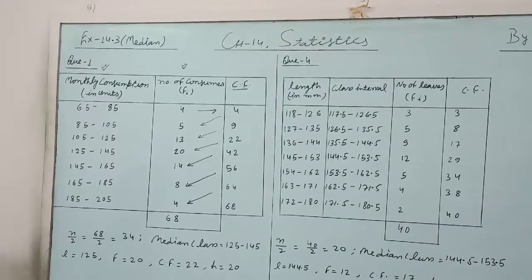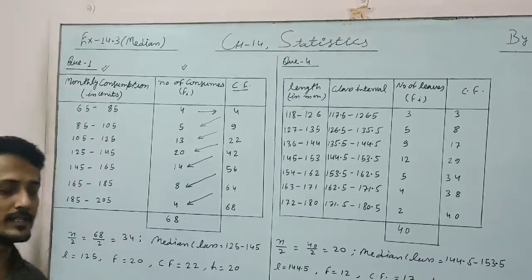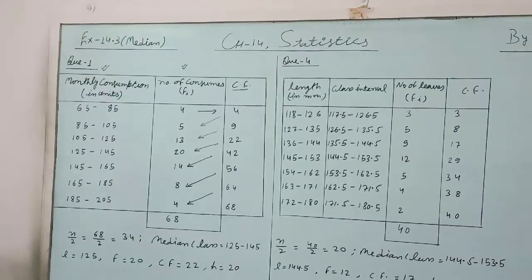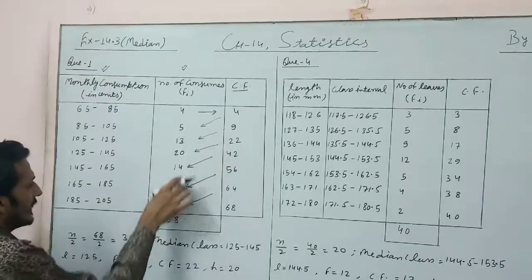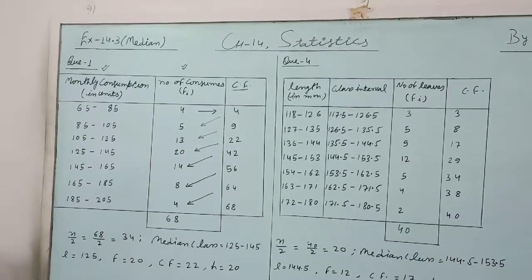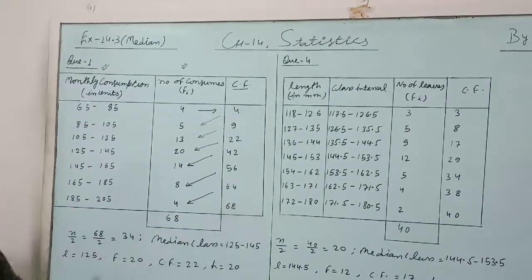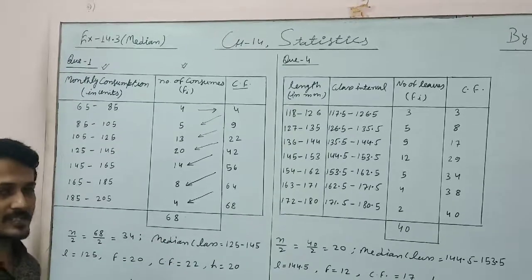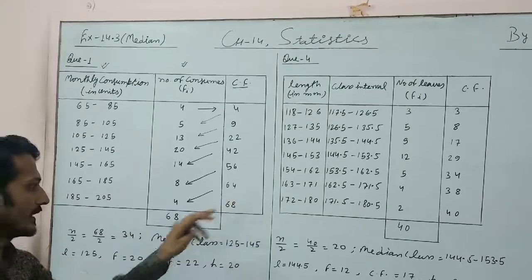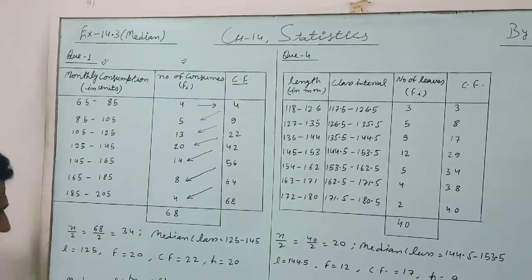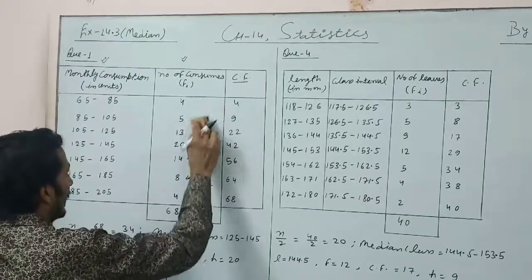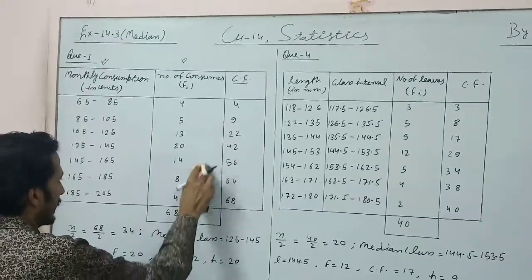Now to check whether the CF we calculated is correct or not, we can add the frequencies, and the value we get should be equal to the last CF. So here we see that the sum of frequencies is 68 and the last CF is also 68. That means we can say that the values of CF which we have calculated are correct.